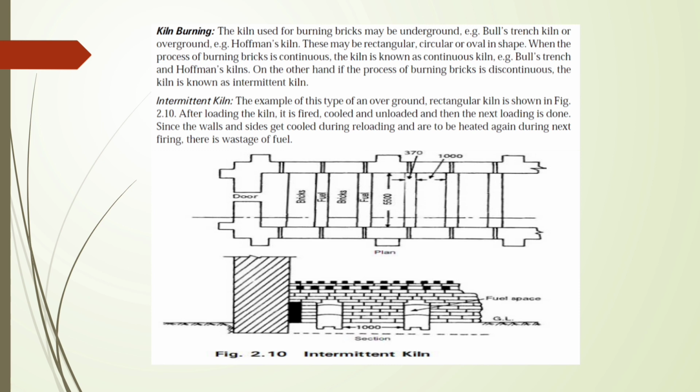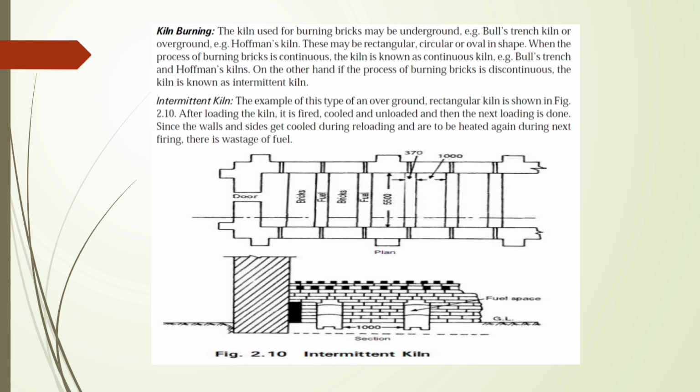This may be rectangular, circular or oval in shape. When the process of burning bricks is continuous, the kiln is known as a continuous kiln, that is Bullstein's and Hoffman's kilns. On the other hand, if the process of burning bricks is discontinuous, the kiln is known as an intermittent kiln.